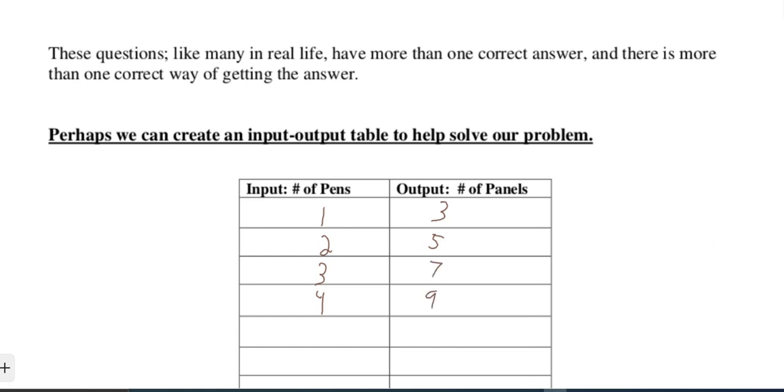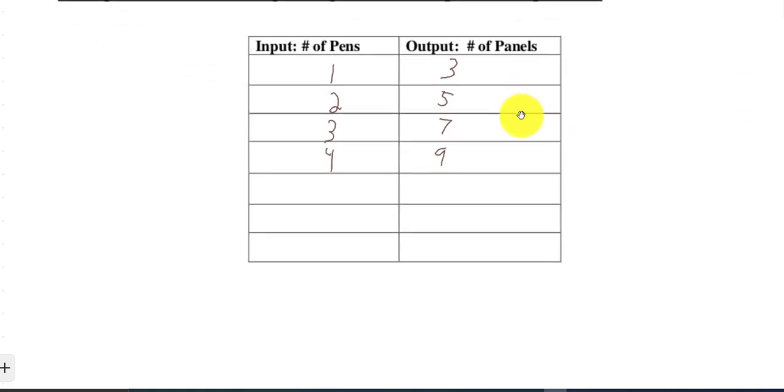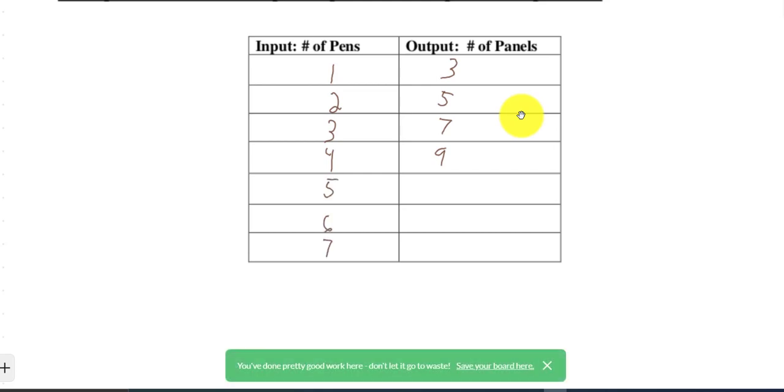Without really thinking about it, you can kind of predict, if we were to continue with our table, that every time we increased pens by 1, the panels increased by 2: 5 to 7 to 9 to 11 to 13. It's just this first one, we start out with 3. So again, can you come up with a function rule?